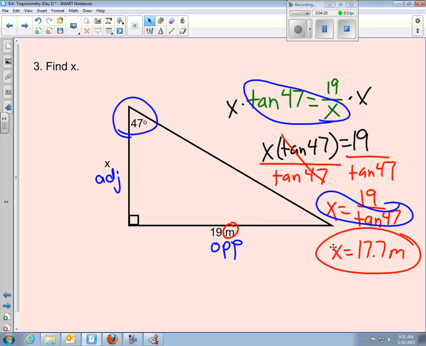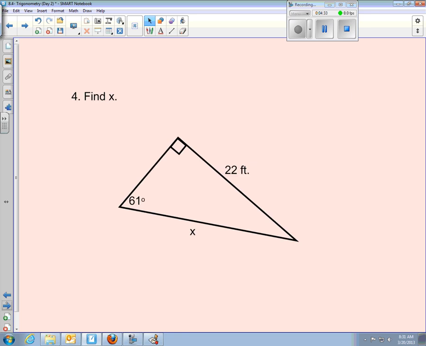When x is in the denominator, you're just going to switch the trig function and the variable. All right, find x. So angle 61, we have our opposite. And this time x is right across from that 90-degree angle, so we have our adjacent. So let's get this set up.